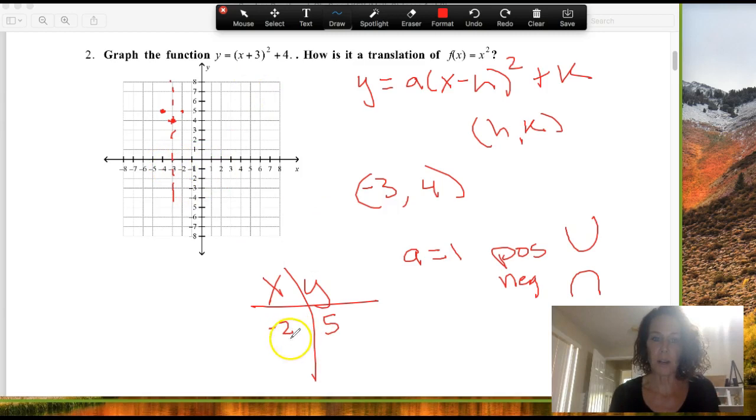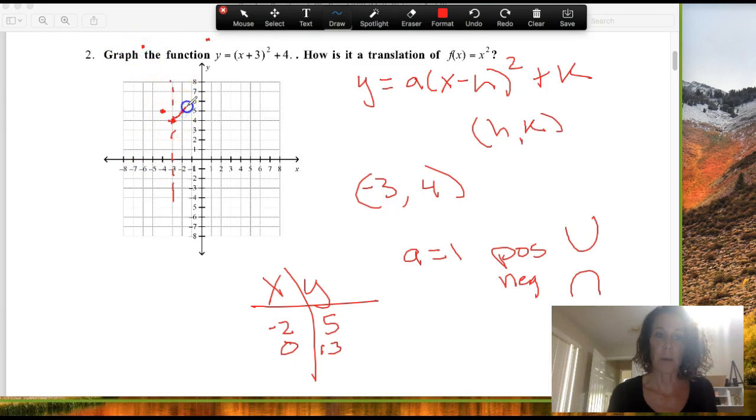You could try -1 and see what happens, or maybe even 0. Plug in 0. So if I plug in 0, 0 plus 3 is 3. 3 squared is 9. 9 plus 4 is 13. So if I plug in 0, I'm going to be way up here at 13. That's 3 away from the axis of symmetry. So I'm going to go 3 this way. 1, 2, 3. And it's going to be way up here too.